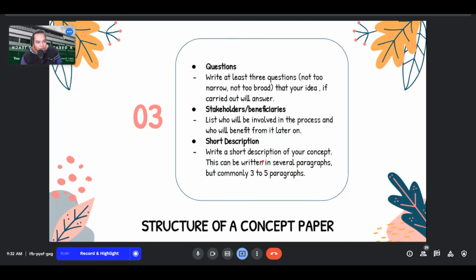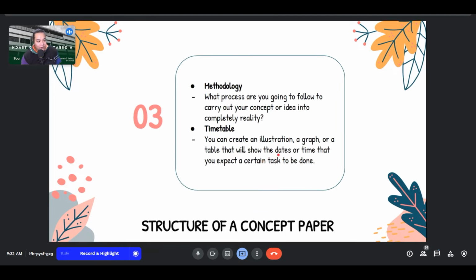Okay? So, the last part, meron pa pala. The last part of part 3 is methodology. What process are you going to follow? Okay? This answers the question how. How are you going to be able to attain your objectives, and how are you going to be able to answer the questions that you wrote before?